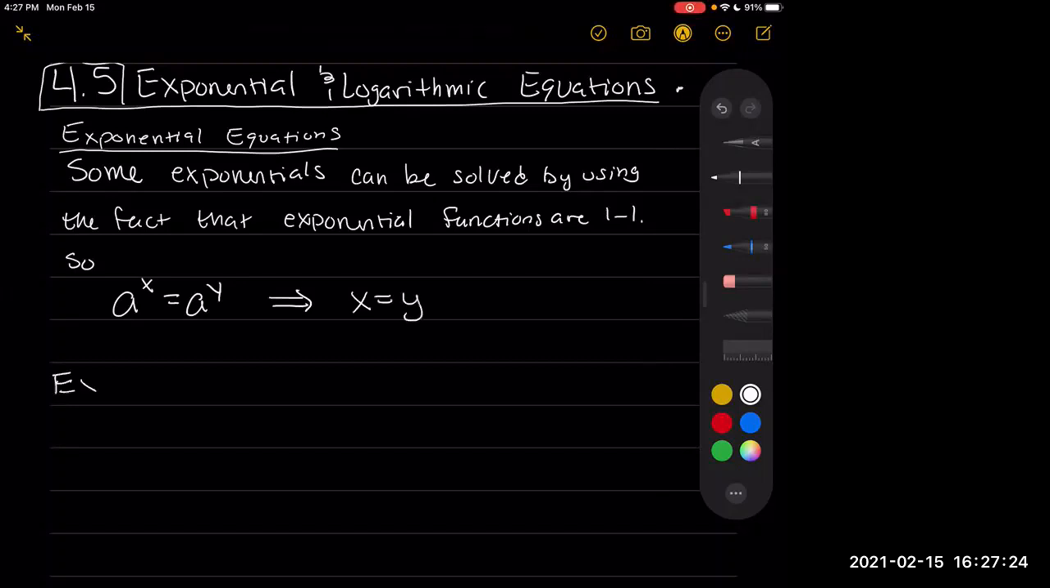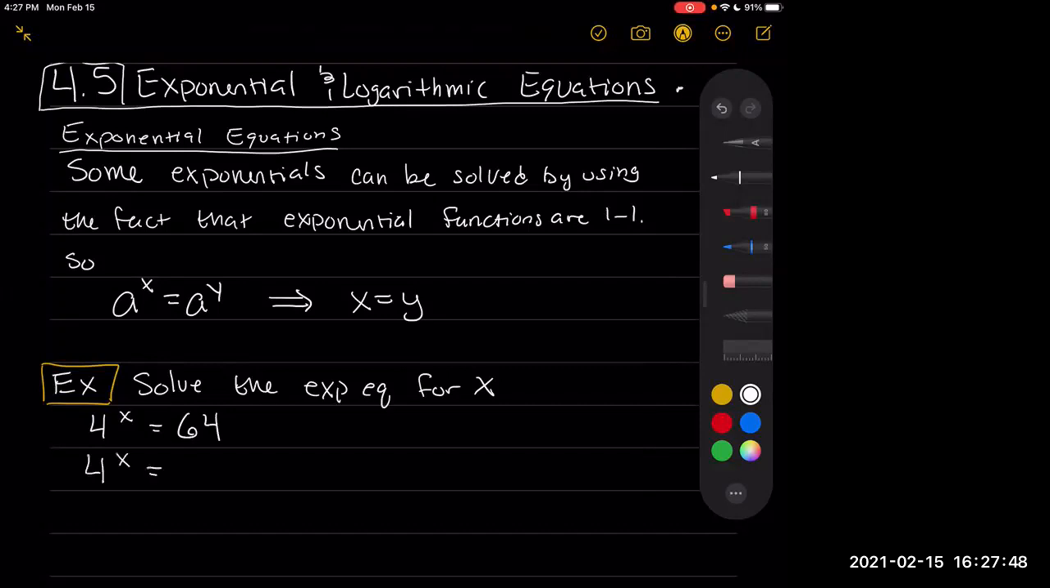So for an example, we're going to solve the exponential equation for x. So if we have 4 to the x equaling 64, well, 64 is the same as 4 raised to the 4th power. So therefore, x equals 4.